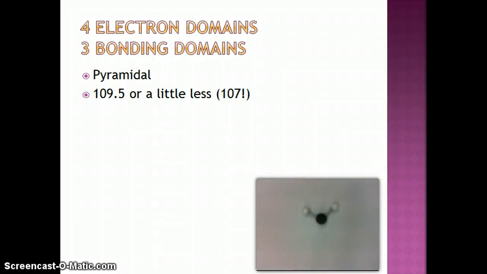So now we have 4 electron domains and 2 bonding domains, and so this guy... What are we going to call this guy? He looks familiar. This guy's V-shaped, just like the other one. But what's the bond angle? Well, the bond angle is pretty close to the other one, 110, maybe a little less than that.